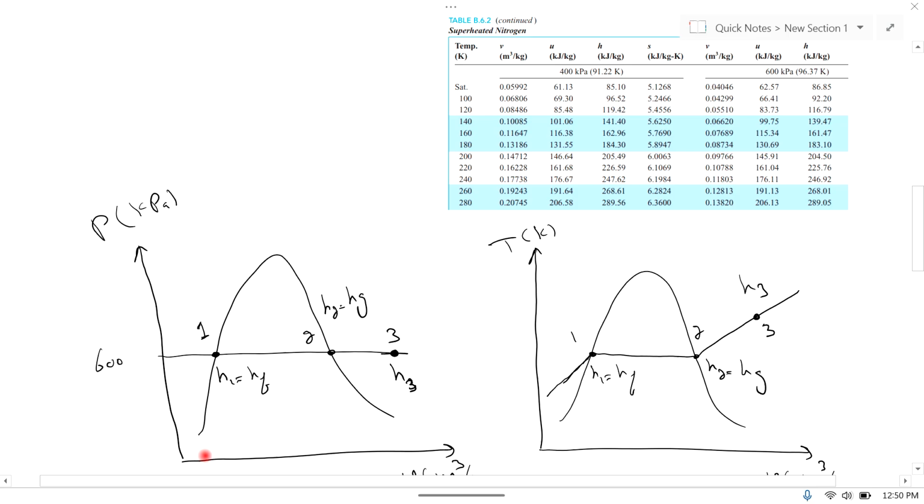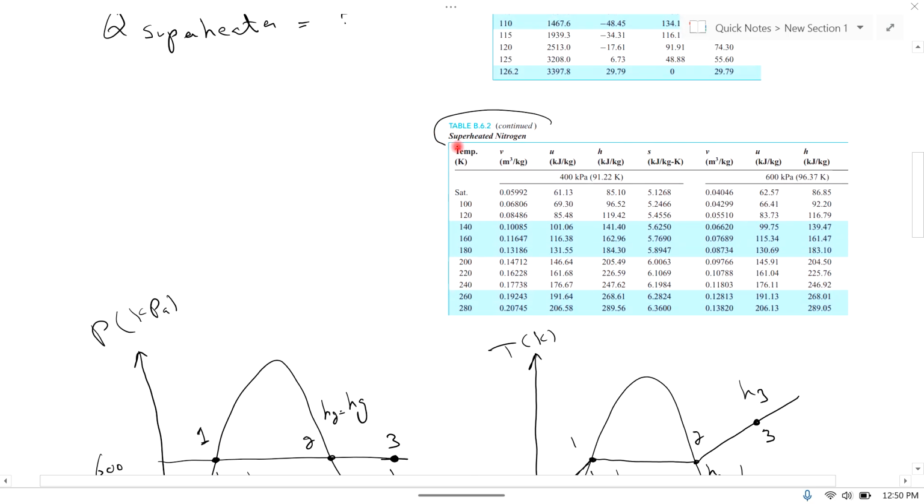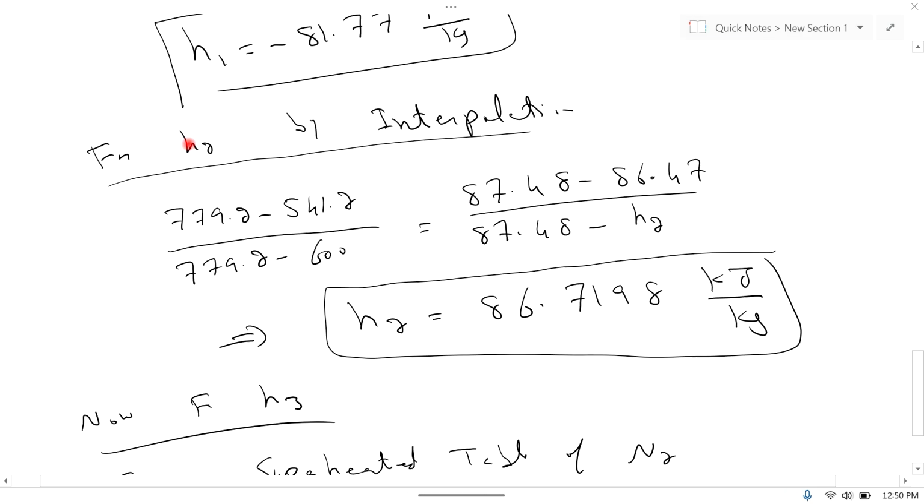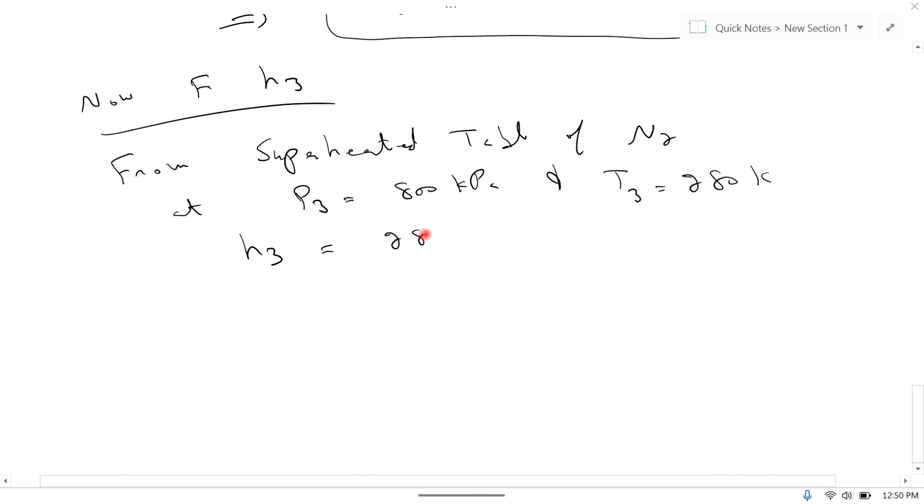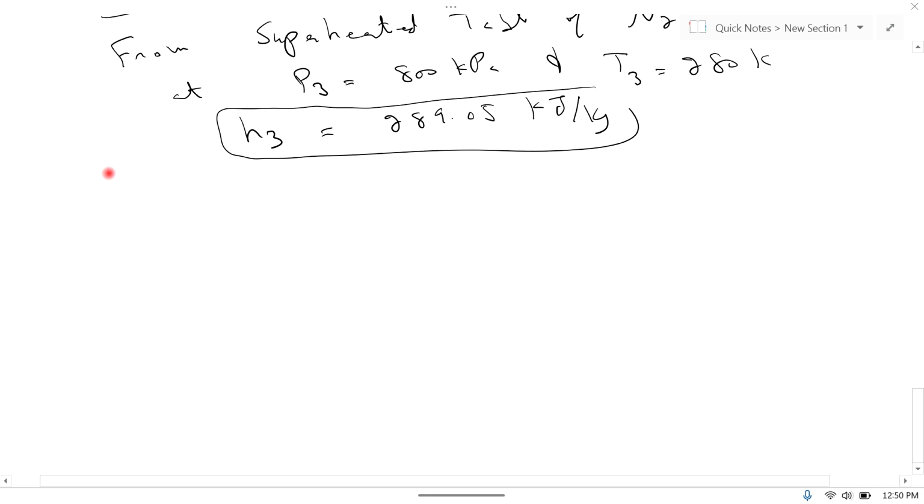So this is the superheated table of nitrogen, and this pressure is 600 kilopascal. This is the temperature of 280 Kelvin. So in front of 280 Kelvin and 600 kilopascal, find H3. This last value is of H3. This is value of H3, 289.05 kilojoule per kg.